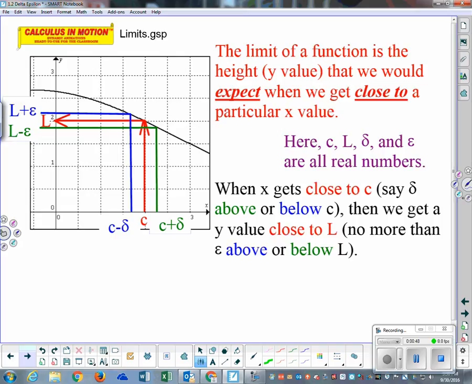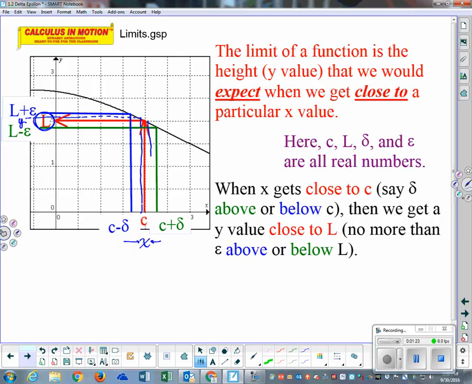So this is an interesting diagram, but I think it'll make a little bit of sense. The limit of a function is the height. It's the y value that we would expect when we get close to a particular x value. The closer I get to my x value, the more accurate I am at exactly my C value, my target value. But I will be off a little bit, and that means my output, my y value here, will be somewhat different than the targeted limit.